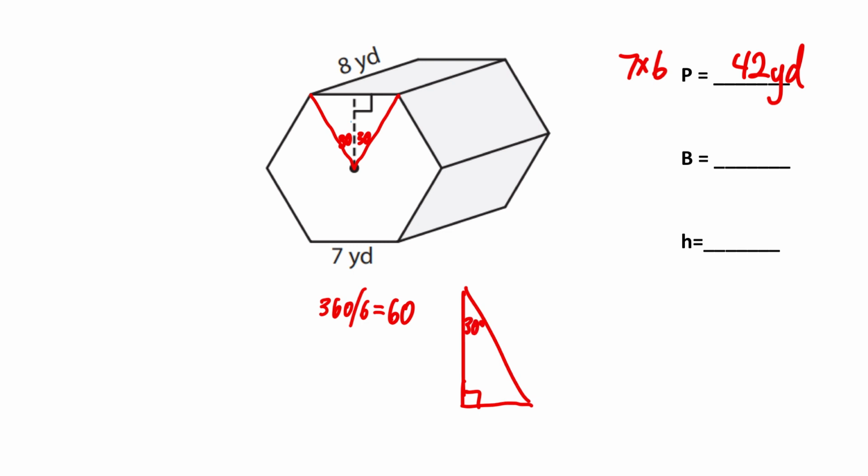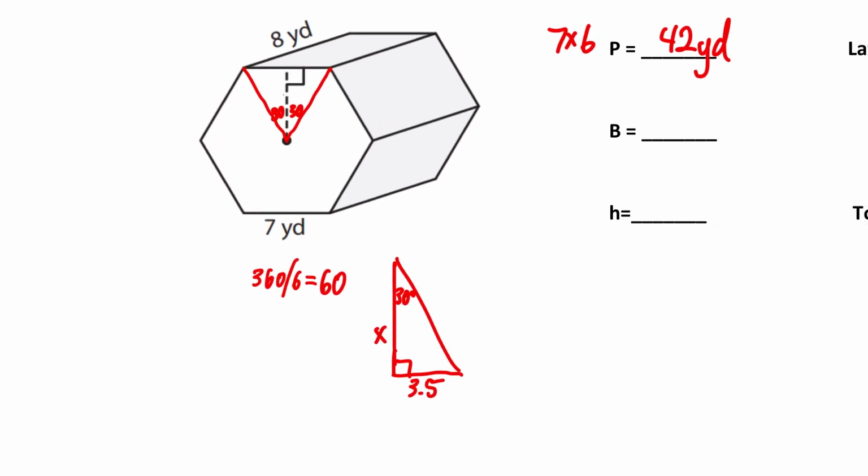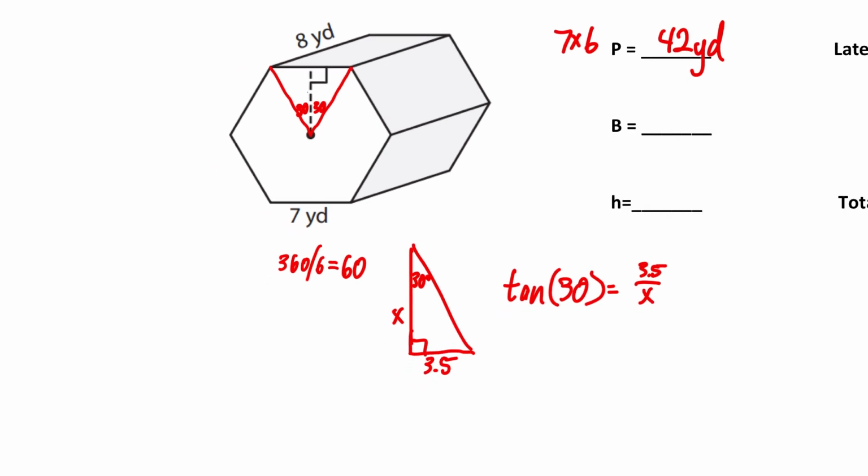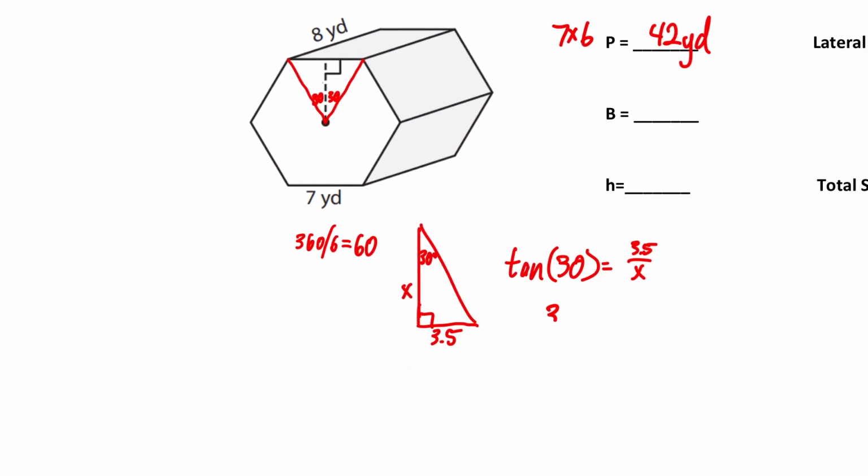Now, if this whole side is 7, how long is it going to be from here to here? It's going to be half of that. It's going to be 3.5. So now we're going to do, again, if you want to use your 30, 60, 90 rule here, that'd be awesome. So tan of 30 equals 3.5 over x. So we're going to do 3.5 divided by tan of 30. 6.06.